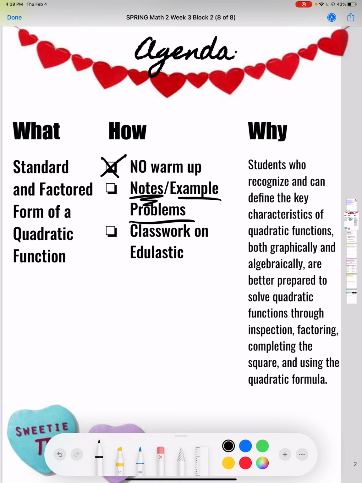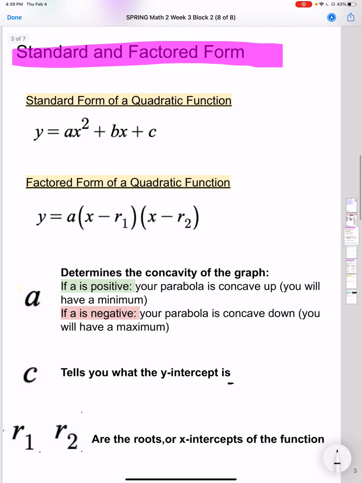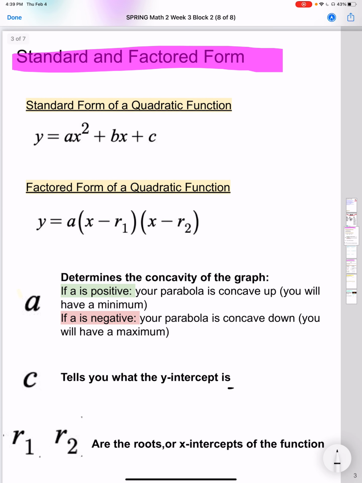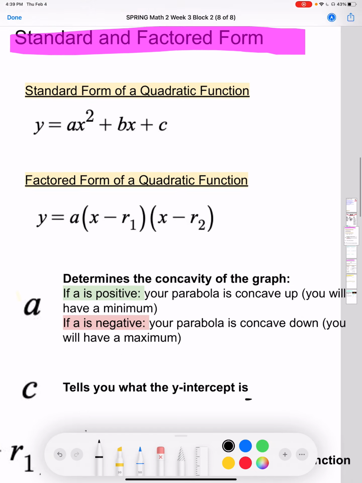Once you're done with that, or watching this video, you're going to work on your classwork, which again is posted on Edulastic. Okay, so here's your page of notes. So what you want to do is pause this video right now and copy this down into your math notebook. All right, so you should have copied this down already. Let me go into this a little bit more.